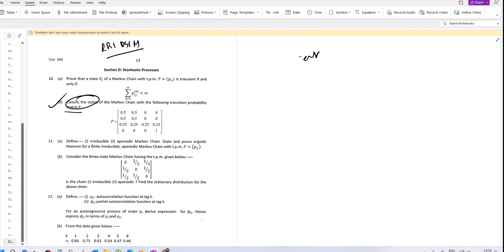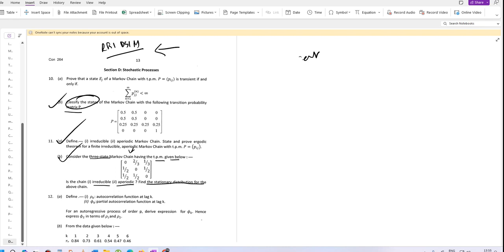Dear student, today we are solving an RBI DSIM past year question. This is question 11 B. Consider the three-state Markov chain having the TPM given below. Is that chain reducible, aperiodic, and find the stationary distribution for the above chain as well.